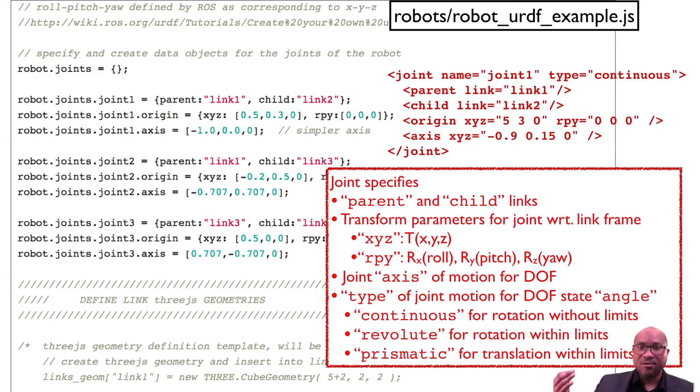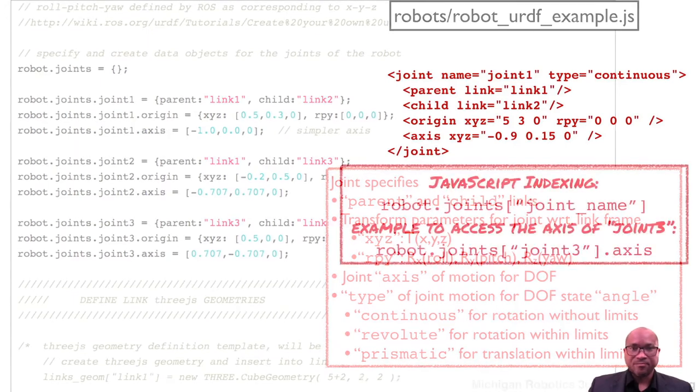And we should also note that there are three different types of joints that we're considering. One is continuous, which has rotation without limit. Revolute joints have rotation within joint limits, and then a prismatic joint does translation within limits. There are also fixed joints too, but for the most part, you can ignore those, or we'll have special mechanisms to deal with those.